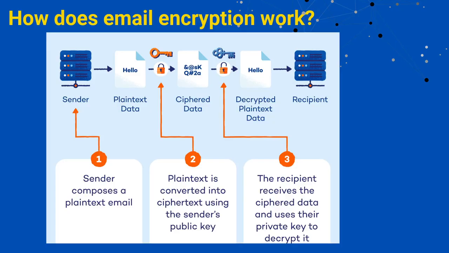Here is the encryption process of an email message. If we talk in detail about this diagram, the sender composes the email here. You can see the sender composes the email and uses the recipient's public key to encrypt the email content. Then the encrypted email is sent over the internet, and the recipient receives the encrypted email and uses their private key to decrypt it.